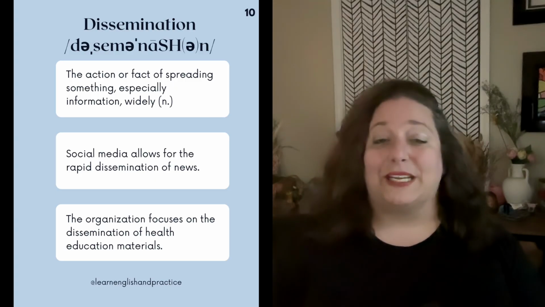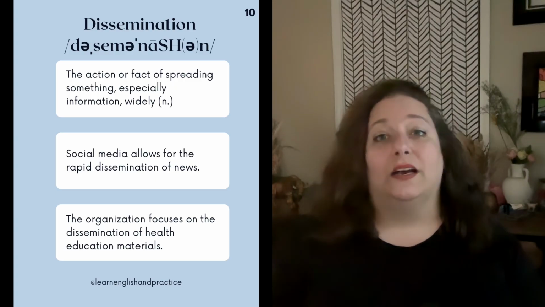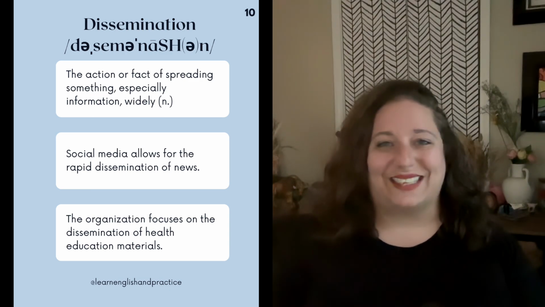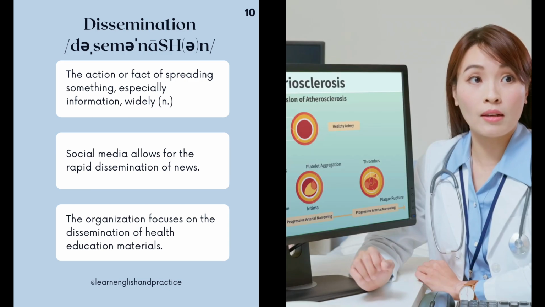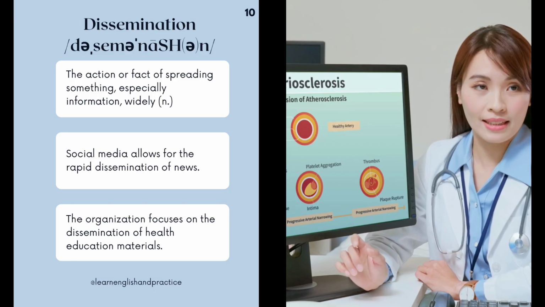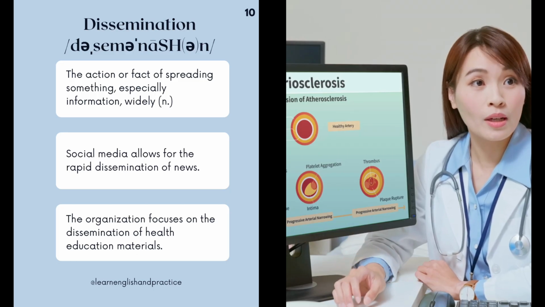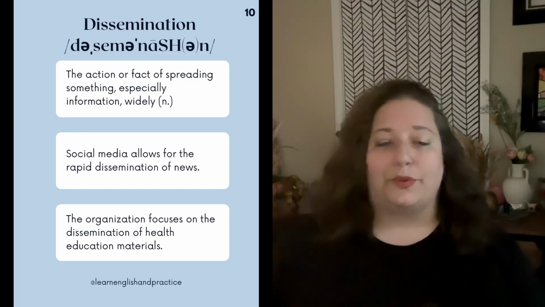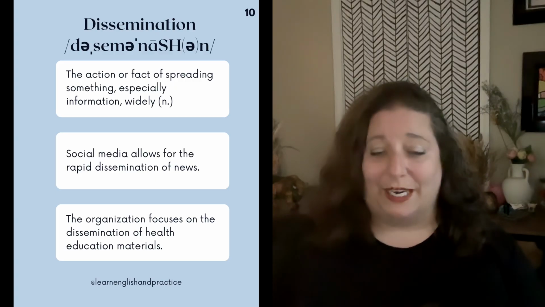Dissemination. This means the action or fact of spreading something, especially information, widely as a noun. So in the case of public health, you want to make sure that there's the dissemination of credible information. So take, for example, the importance of information dissemination in a public health crisis.